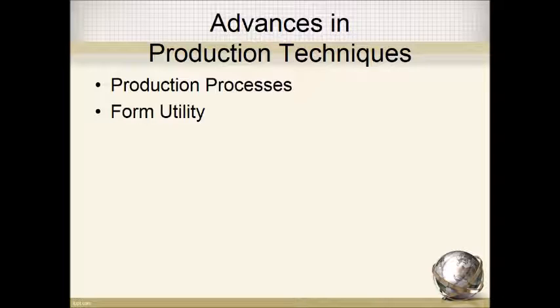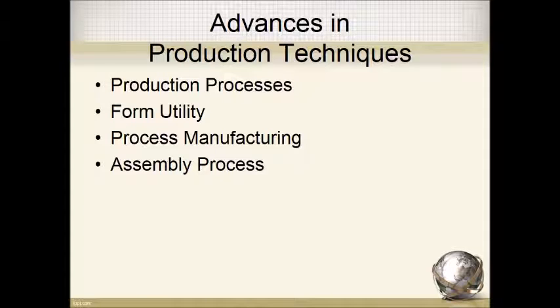Organizations use several different processes to produce their offerings. For example, there is process manufacturing, which physically or chemically changes materials to make them usable or valuable to the consumer. There are also assembly processes, which put together components in order to make a product, for example, car assembly lines. Now, production processes are either continuous or intermittent.